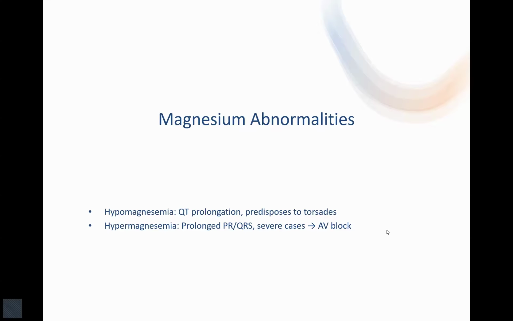Low magnesium is actually much more common. And the EKG findings are fairly prevalent, right? So that is prolonged QT, and that also predisposes you to torsades. Sorry, that's a tongue twister.